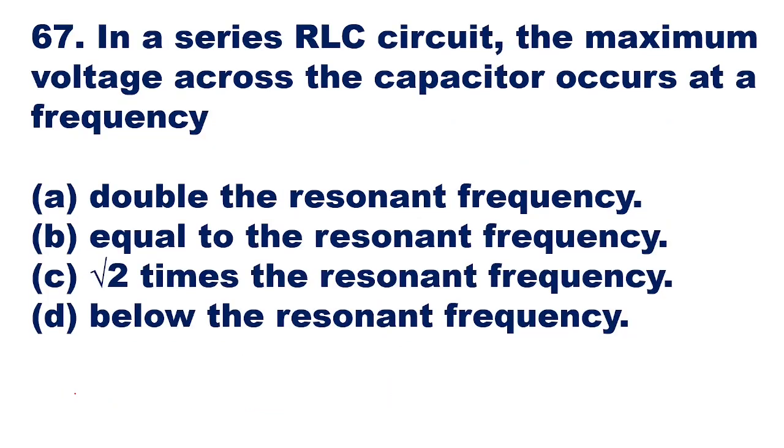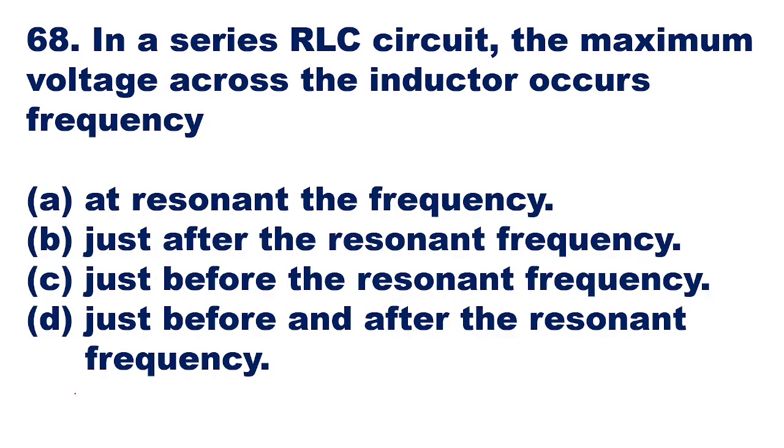In a series RLC circuit, the maximum voltage across the capacitor occurs at what frequency? Now we know that the reactance of the capacitor will be more for the frequencies below the resonant frequency, and therefore maximum voltage across the capacitor will occur below the resonant frequency. So here out of these options, option D will be the right answer, below the resonant frequency. Then we'll go to the next question.